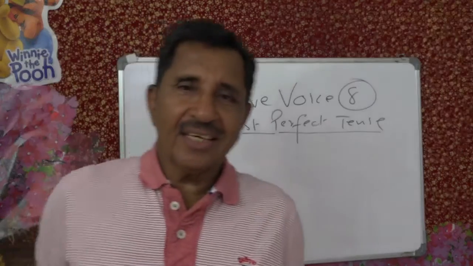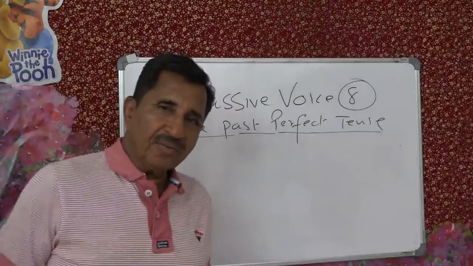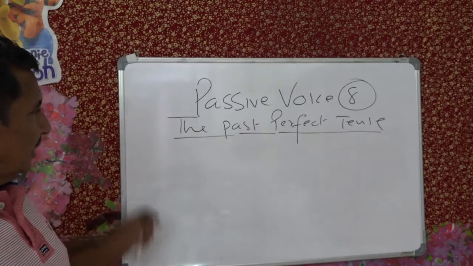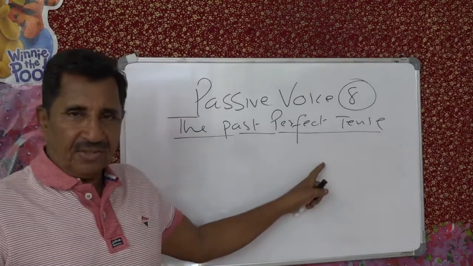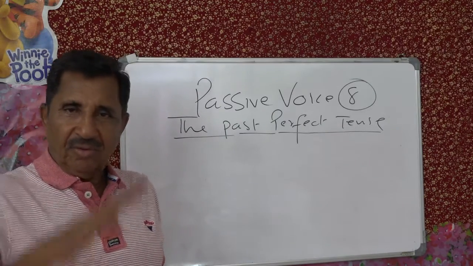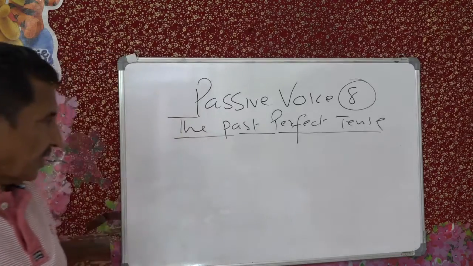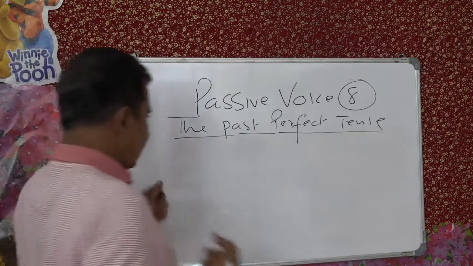Hello friends, so we are back again with our past series. Today we are doing the past perfect tense. We are in time past; simple past we saw, past continuous we saw, now we are at past perfect. Let's have a look at this.